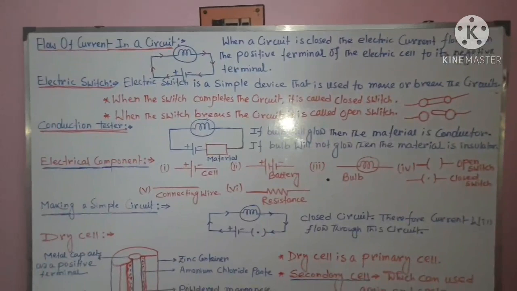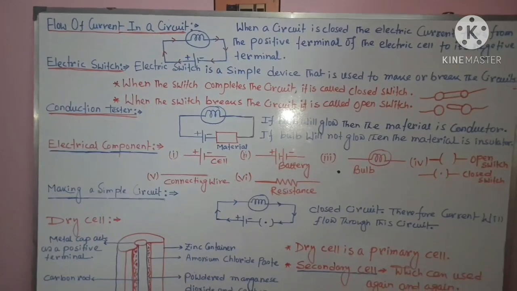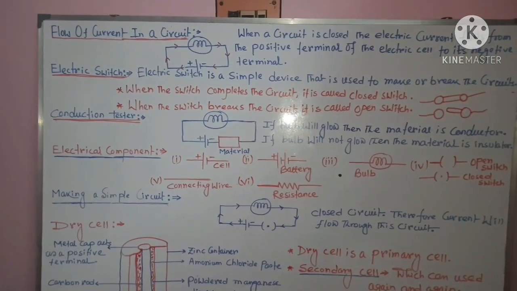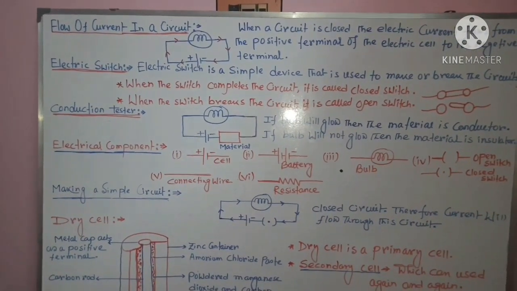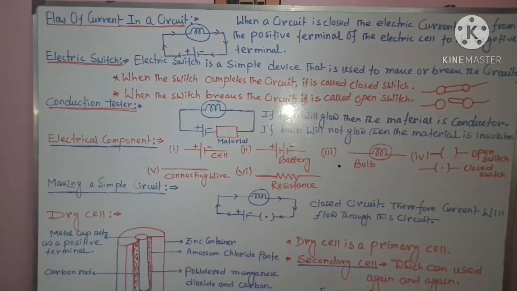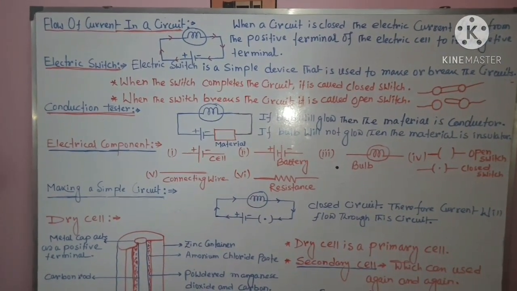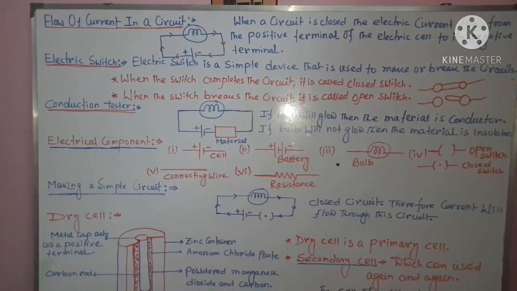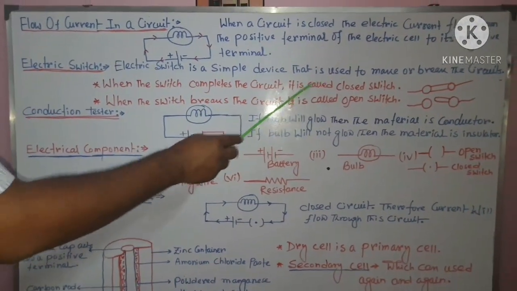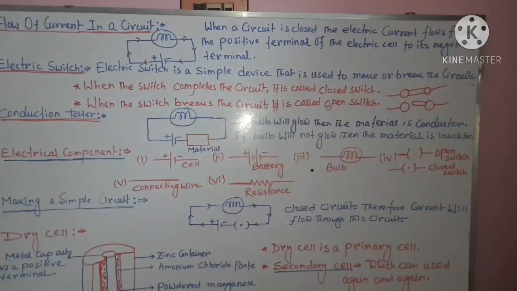Okay. So next student, we have to know about an electric switch. So what do you mean by an electric switch? Electric switch is the component of an electrical circuit which is used to make or break the circuit. That's why we can say a switch in a circuit may be present in two different states. Number one, when the switch completes the circuit, it is called a closed switch. See the diagram. This is a diagram of a closed switch.